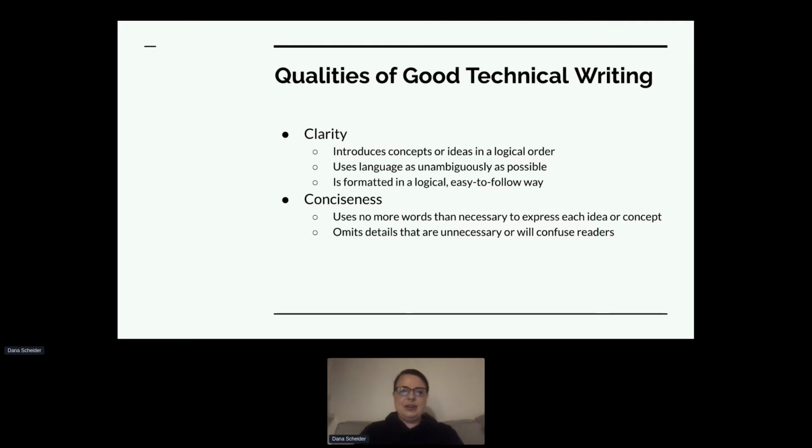Finally, good technical writing is concise. Things are complicated enough without using more words than you have to express each idea or concept. And so you want to make sure to be really careful to include enough detail that people can understand what you're saying, but not so much that people are wondering why you're telling them this or feeling like they're missing something.